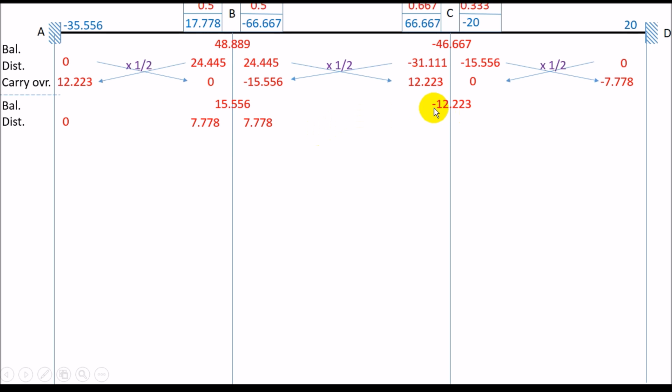Okay, and here again there was a 12.223 clockwise moment that was acting on the support, and thus my beam produced an anti-clockwise moment to counteract it, and I have to multiply it by the distribution factor. I get its contribution by CB and CD, by multiplying the distribution factors, and here again it's 0 at the ends.